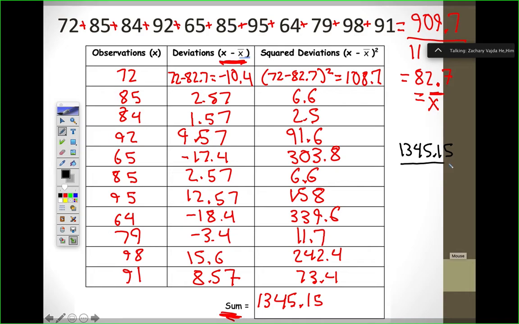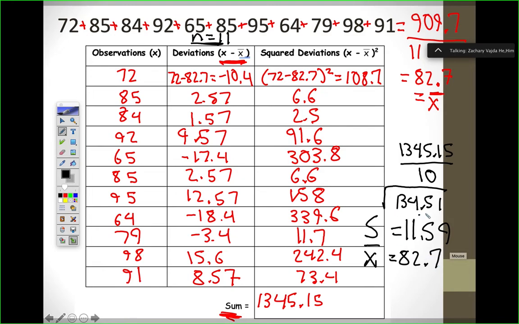It said to take the sum, 1345.15, and divide it by n minus 1. N is always the sample size. So n is equal to 11 because I had 11 test scores. So I divide by 10, n minus 1. When I divide by 10, I get 134.51. That's called the variance. We'll talk more about variance later, because when I square root it, I will get the standard deviation here of 11.59. That is s, standard deviation.